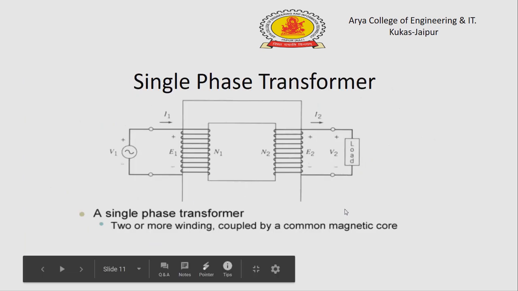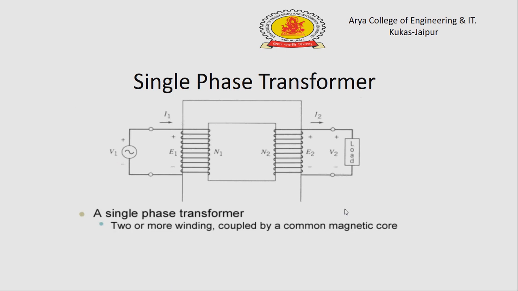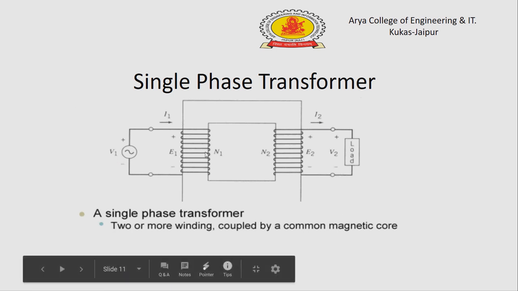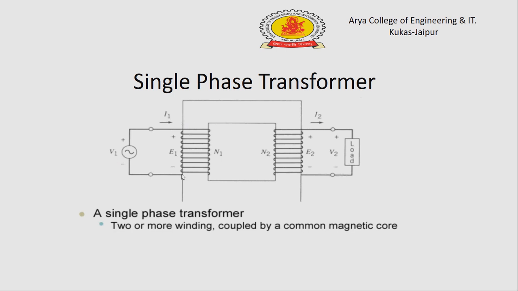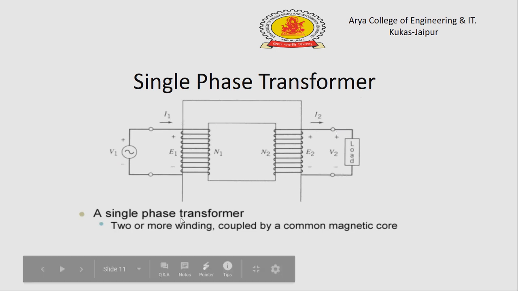This is a single phase transformer we discuss further. N1 is the number of turns in the primary side. E1 is the EMF in the primary winding. V1 is the primary voltage. I1 is the primary current. N2 is the number of turns in the secondary winding. I2 is the current in the secondary winding. E2 is the EMF in the secondary winding. V2 is the voltage in the secondary winding. Load is connected in the secondary winding. In a single phase transformer, two or more windings are used, that are coupled via a common magnetic core.